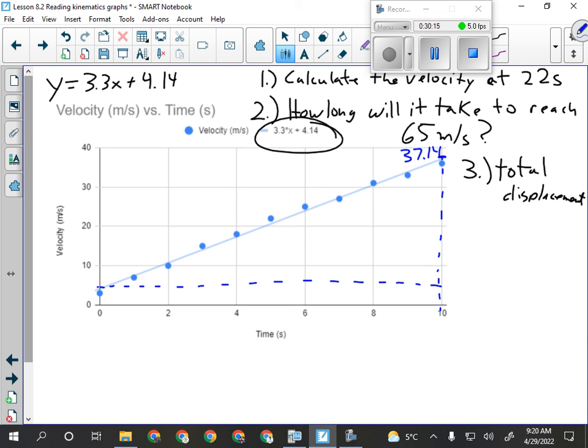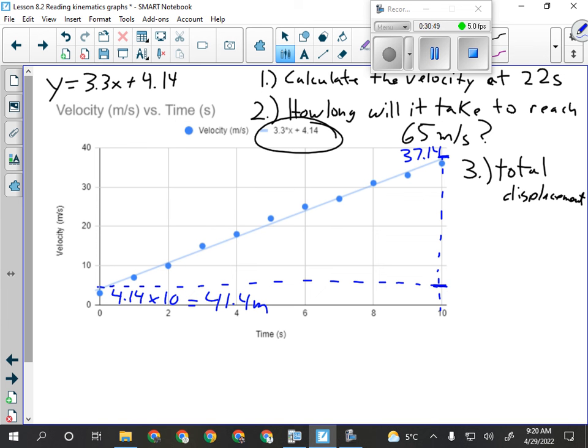Now I can calculate the area of both the triangle and the rectangle, right? So for the rectangle here, the height of the rectangle is 4.14. And the base of the rectangle is 10 seconds. That's my average velocity times my time. Okay, so we're going to get 41.4 meters for the bottom. And then to do the top, okay, I just want the height of the triangle. Okay, the height of the triangle is not 37.14.